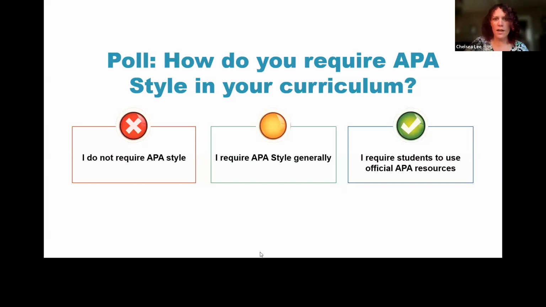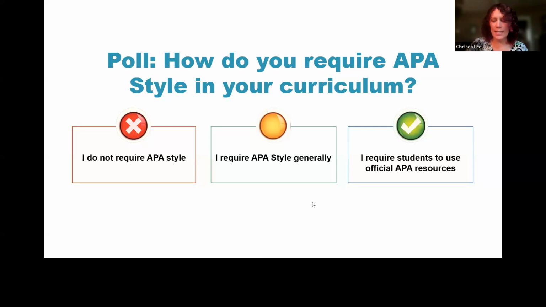We've got a small percentage, about 5%, who are not requiring APA Style, and then 43% requiring APA Style generally, and 58% requiring students to use official APA resources. So thanks for sharing that with us.